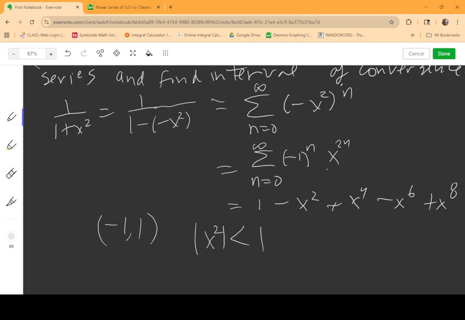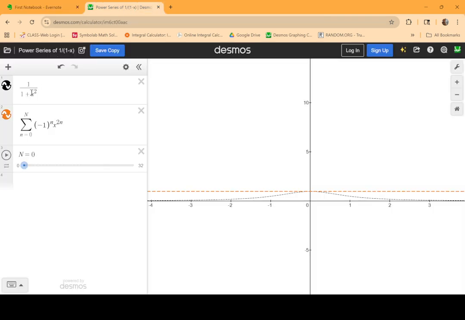All right, and if we test the endpoints, you'll find out that they actually diverge at the endpoints, so we're left with that. And now, graphically, what you see graphed here is 1 over 1 plus x squared, that's this black dotted line here. And the orange one is our power series, where it's just the 0th term, so just one term. And as we let it sum more and more terms, we get a better and better approximation. So now we have a way of approximating these functions using polynomials.